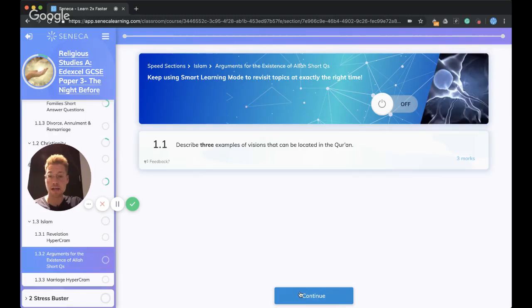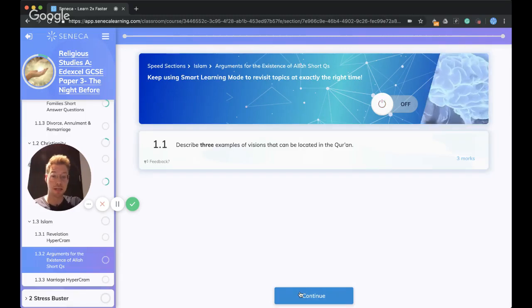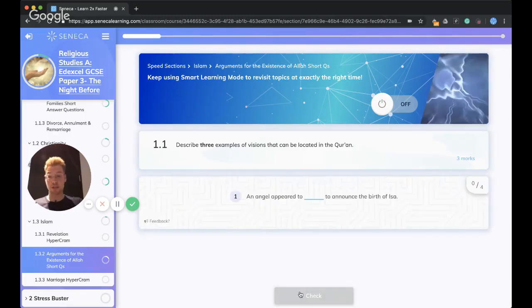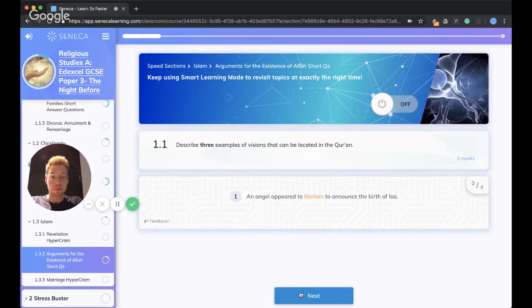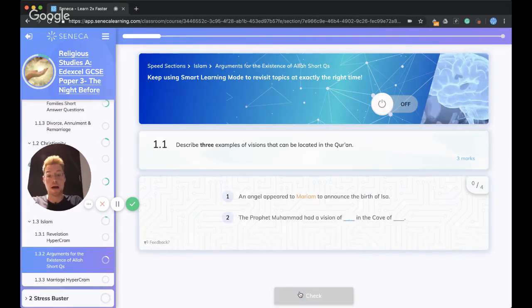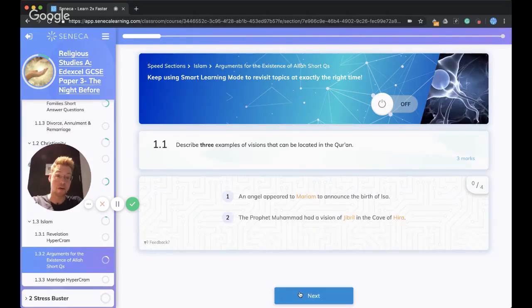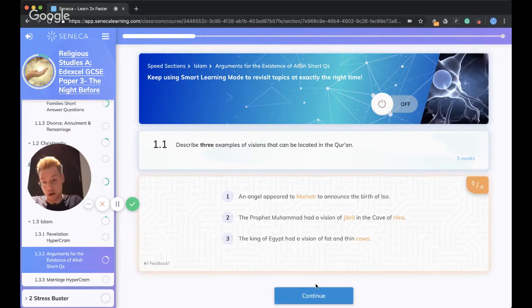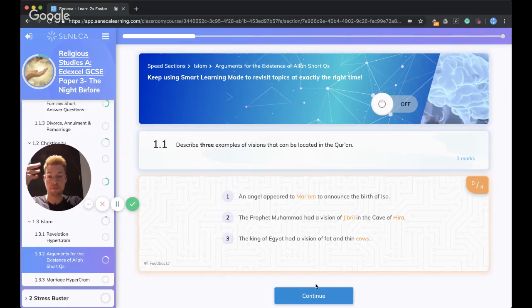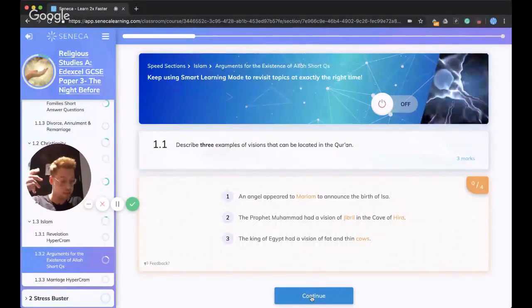So again, describe 3 examples of visions that can be located in the Quran. That first question is just 3 simple statements. You don't need to do explanations or anything like that. An angel appeared to Maryam to announce the birth of Isa. The prophet Muhammad had a vision of Jibril in the cave of Hira. The king of Egypt had the vision of fat and thin cows. So that's 3 visions that you can find in the Quran.